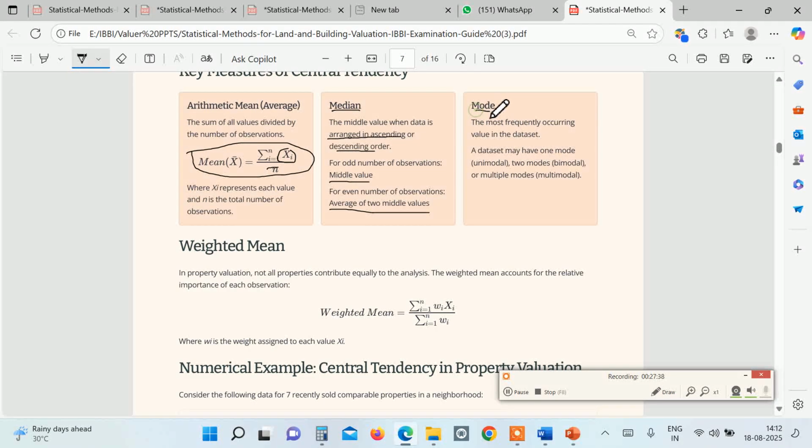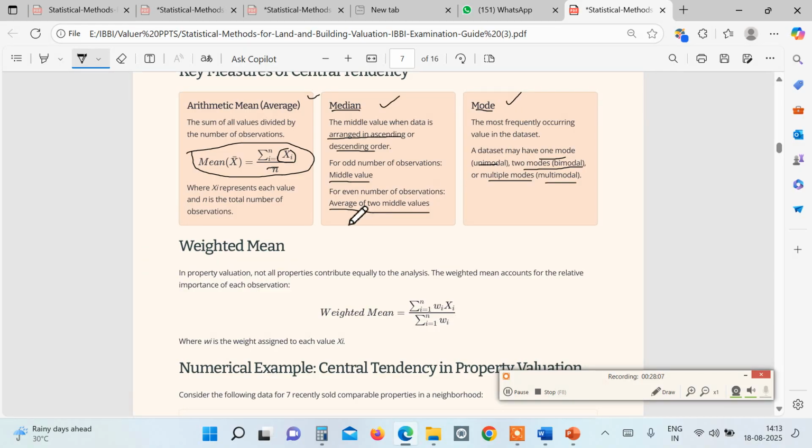So mode, what is mode? Mode is basically the most frequently occurring value in the data set. A data set may have one mode, which is called unimodal. It may have two modes, which is called bimodal, or multiple modes, which is called multimodal. So these are the three things basically which are generally used: arithmetic mean, mode, and median.